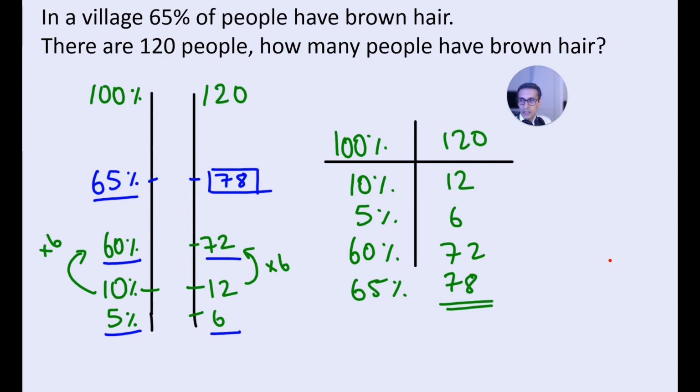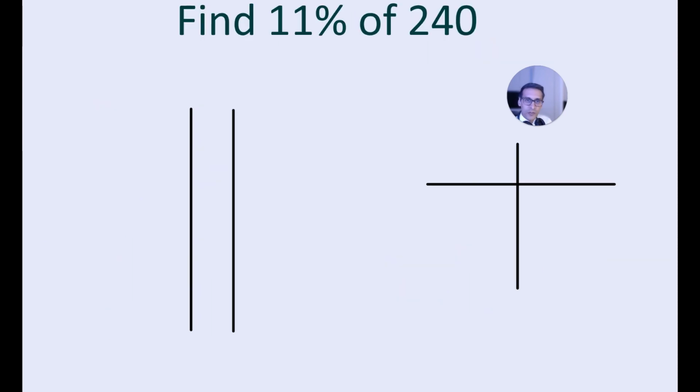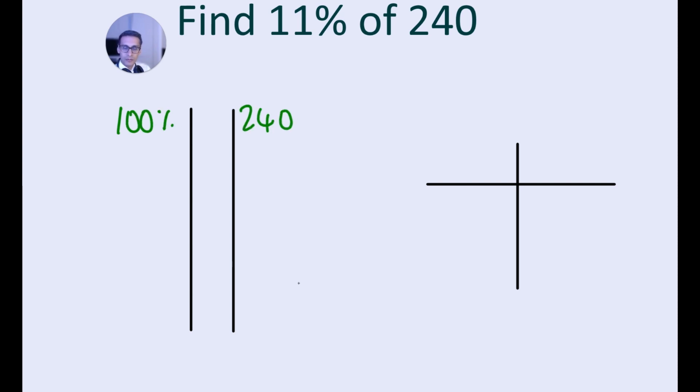Okay, let's have a look at the next question. Find 11% of 240. Pause the video and have a go, and then I'm going to show you how to do it. Okay, here it comes. So 100% is 240. 10% is 24. And then we're going to work out 1% as well. So in this case, that's going to be 2.4.